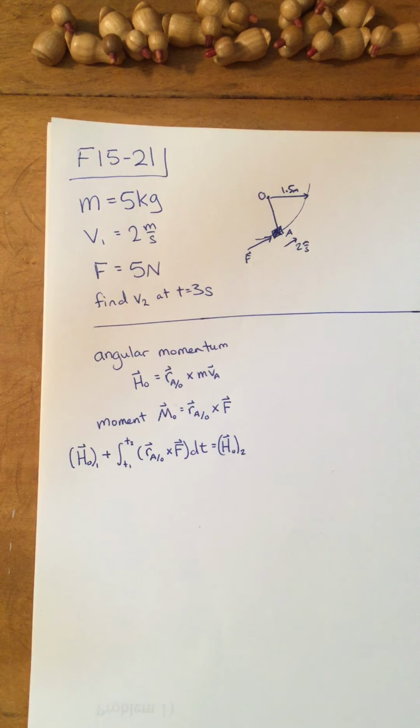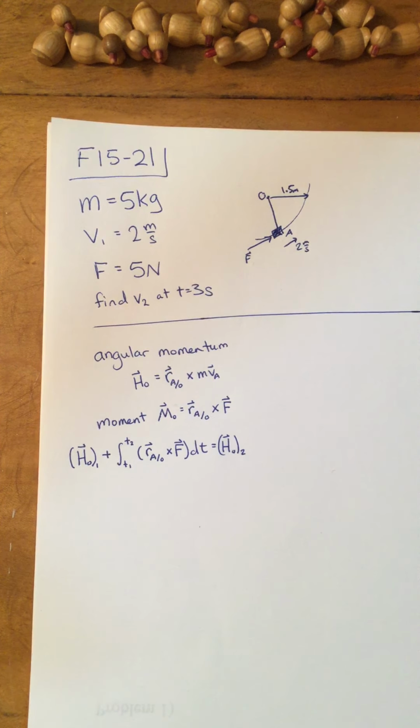Now, when you're doing the moment, it's supposed to be the sum of all the moments acting on object A. In this case, there's no force of friction, and if there was a force in this direction, that would be parallel to your vector here, so the cross product would give you 0 for that. So we have only one force, which is going to give you a non-zero moment. And let's go ahead and find the initial angular momentum and the final angular momentum.